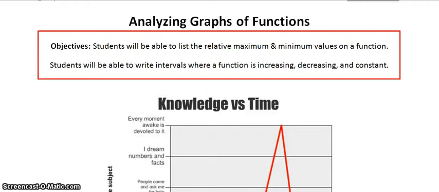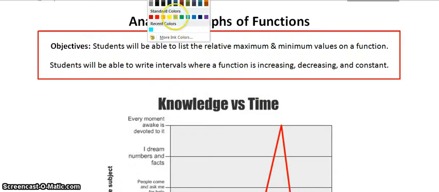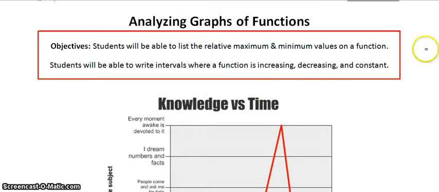Hello students! The goal of this video very broadly is to analyze graphs of functions. To get a little bit more specific, by the end of this video you should be able to list the relative maximum and minimum values of a function, and you should also be able to write intervals where a function is increasing, decreasing, and constant.